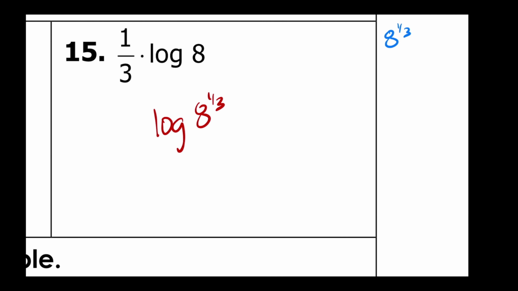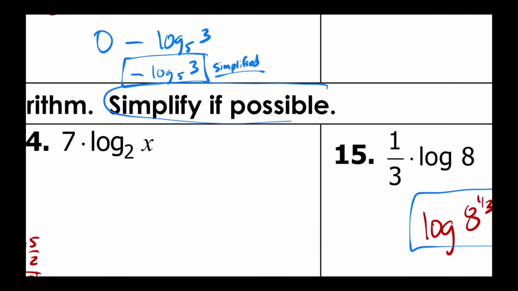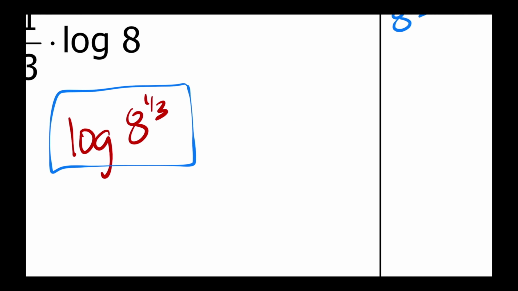No, 8 to the 1/3 does not mean 8 to the 3rd, right? 8 to the 3rd is 8 to the 3rd. 3 and 1/3 are not the same. So no, it's okay. Good guess. Square root means it's not a square root. It is a root though. Now, if you left it like this, okay, but what did the directions say? Simplify if possible. So 8 to the 1/3 can be simplified.